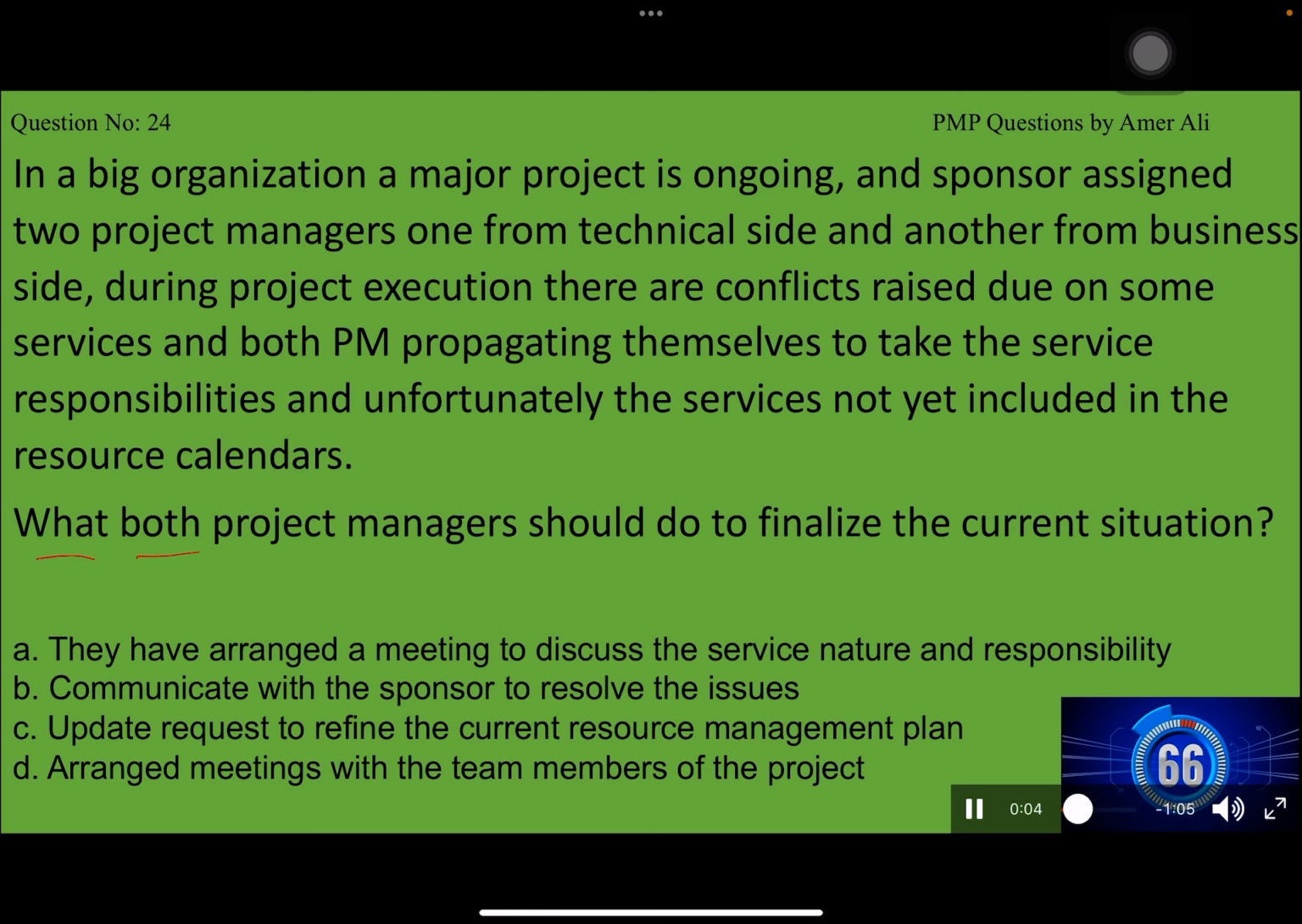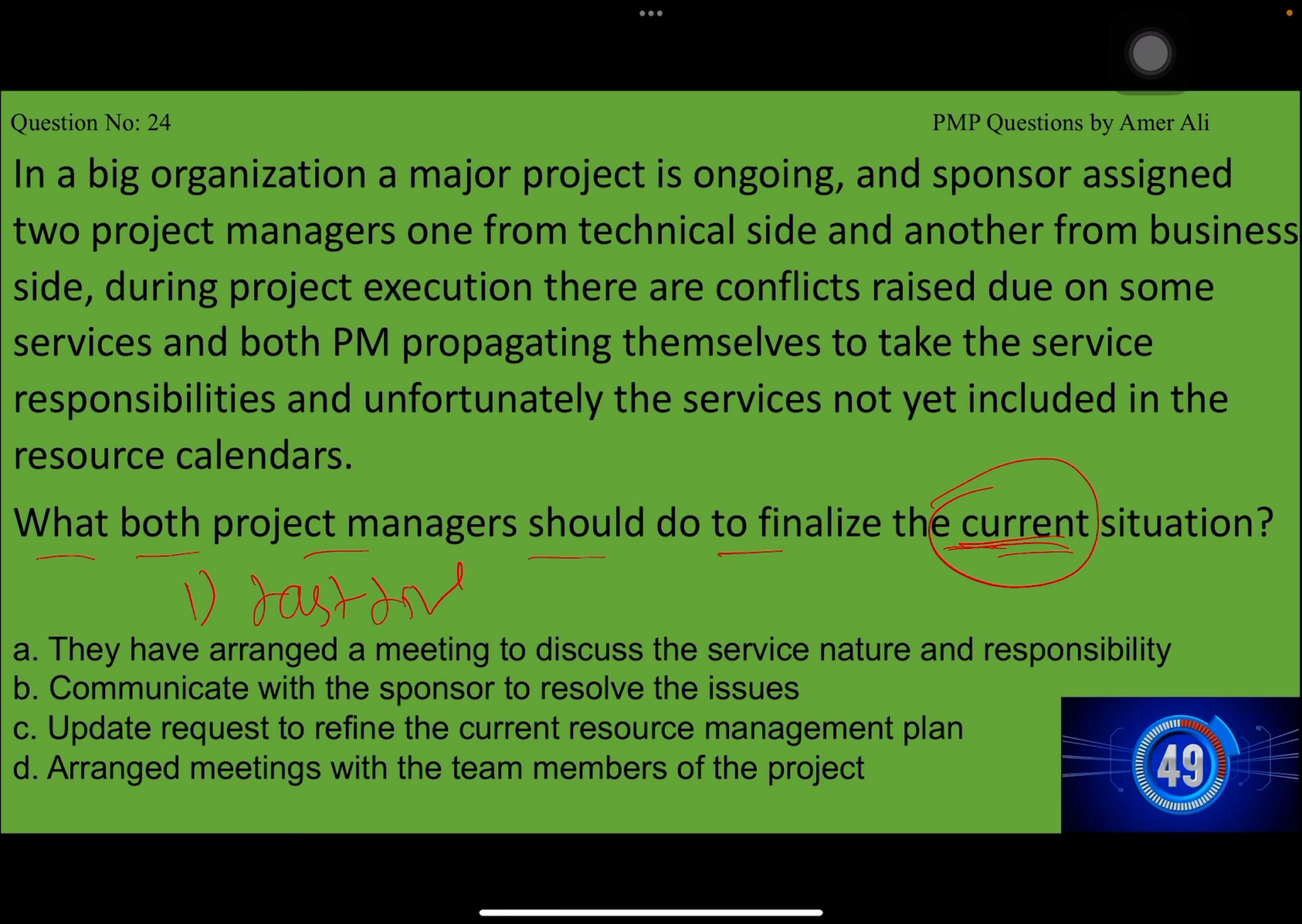What should both project managers do to finalize the current situation? I always recommend reading the last line first, especially when the question is more than three lines. Now we read the question slowly.